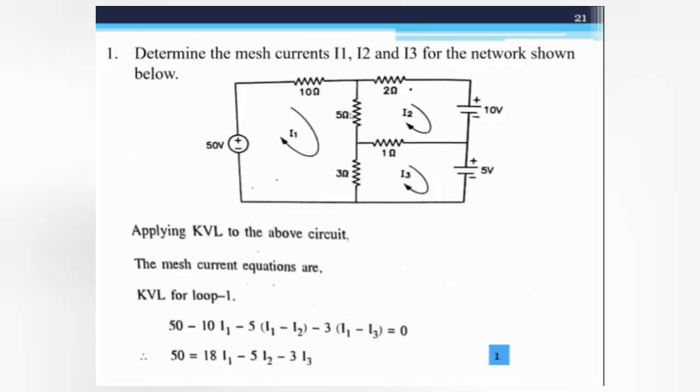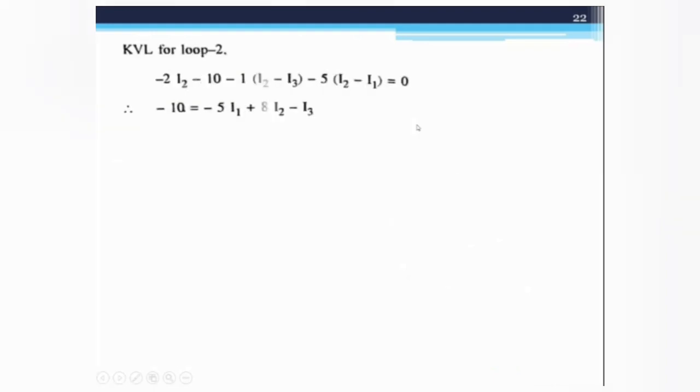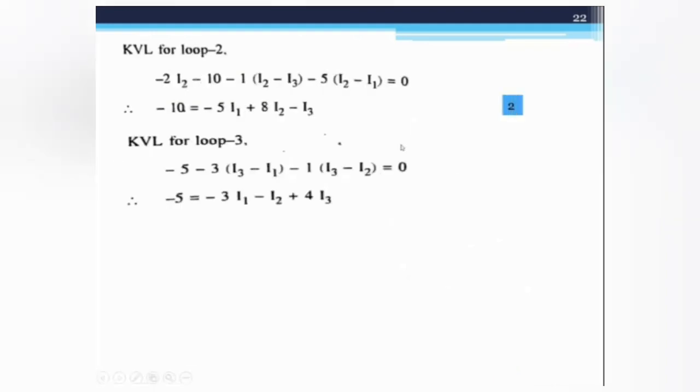Similarly, for the third loop, our equation becomes minus 5. It is again positive to negative, so it is minus 5 equal to 3 into I3 minus I1 plus 1 into I3 minus I2. So the final equation becomes minus 5 equal to minus 3I1 minus I2 plus 4I3.